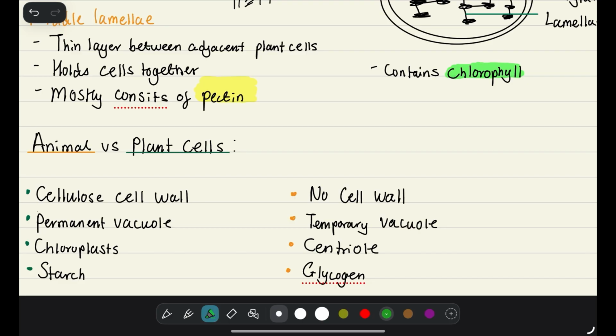Also, in terms of an organelle that they contain that the other doesn't, plant cells have chloroplasts. Animal cells have centrioles, but plant cells do not. So that's something a lot of people miss as well. Plant cells do not have centrioles. And then also, just energy storage molecule. For plant cells, it's starch in your amyloplasts. And in animal cells, it's actually just glycogen.